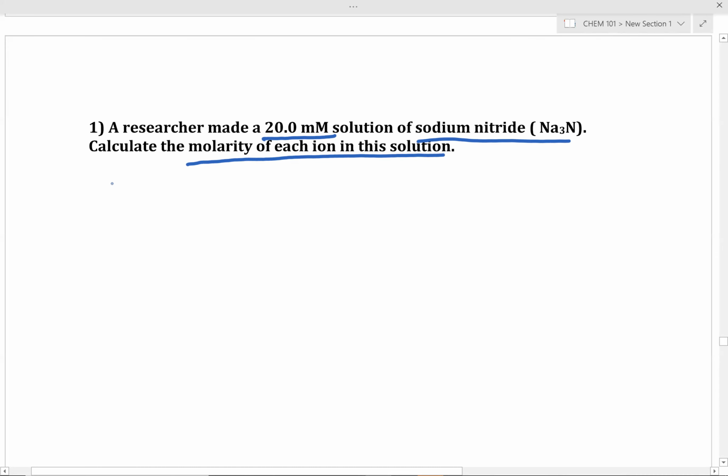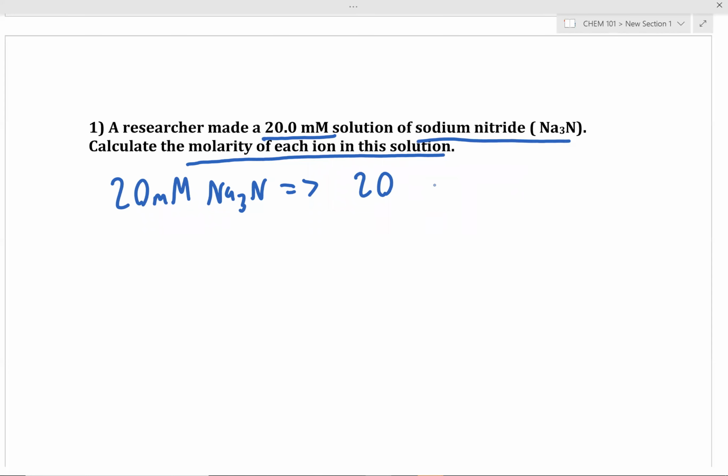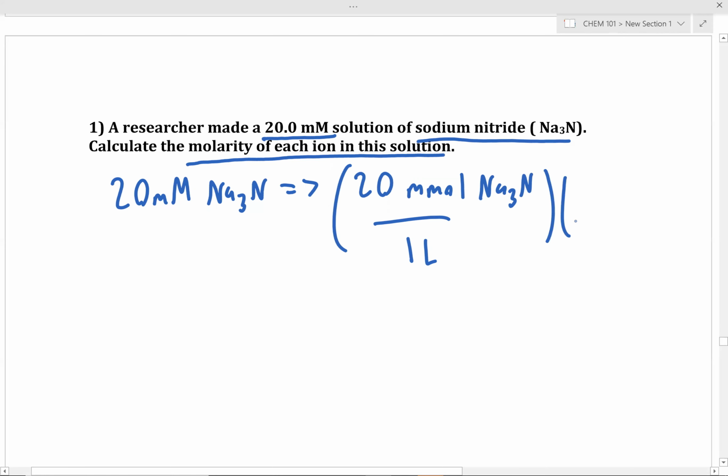Okay, so let's start off. I have a 20 millimolar solution of sodium nitride. What that is telling me is that I have 20 millimoles instead of moles. If it's millimolar, instead of 20 moles per liter, I have 20 millimoles per liter. And if we're really insistent on writing this in terms of mole per liter, how many moles are present in a millimole? What does the milli prefix represent? Yep, 10 to the negative third.